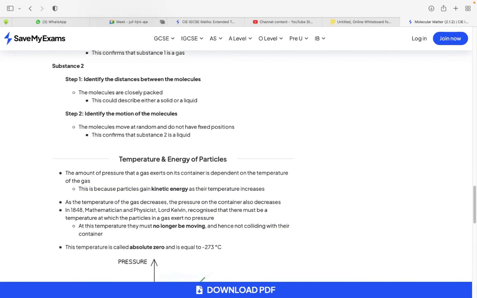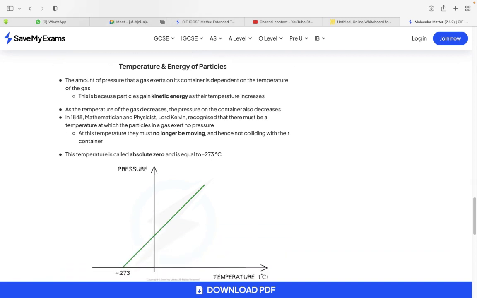And let's go to temperature and energy of molecules. First of all, temperature is the degree of hotness and coldness of an object. We want to look at temperature and the energy of the particles. The amount of heat energy that a substance has results in the temperature that it will have.